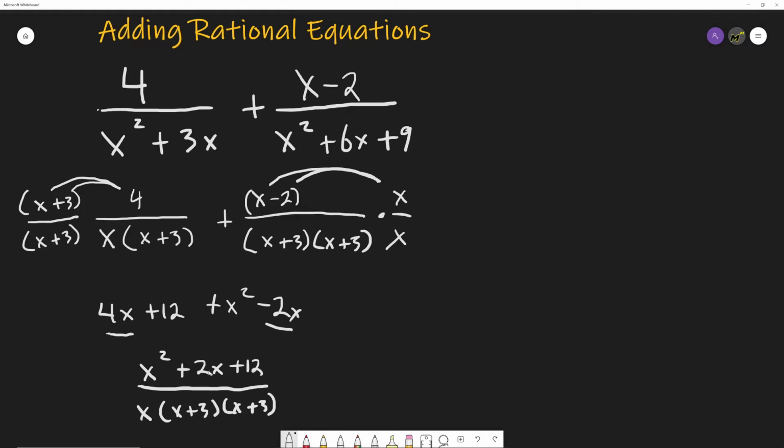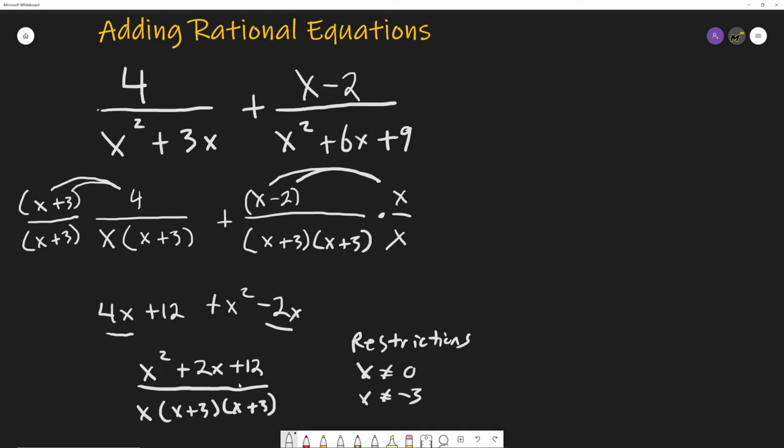I could try and factor this. Looks like it's a quadratic. I can't think of any integers that would multiply to 12 and add up to 2. So let's go ahead and state our restrictions, which would be only two things. X cannot equal 0 here, and x cannot equal a negative 3. And so this is our simplified form, and these are our restrictions.